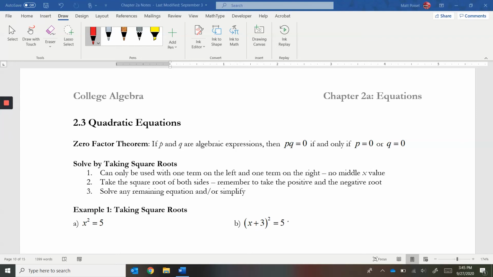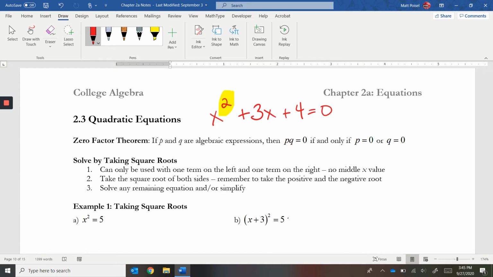This is section 2.3, quadratic equations. Just as a quick reminder, a quadratic equation shows up when we have something like this: x squared plus 3x plus 4 equals 0. So right here, that exponent of 2, that's what really makes an equation quadratic. Everything that we did for the last couple weeks, those were linear equations because it just had x's and no x squared. All right, so the zero factor theorem we're actually going to skip for just a minute.